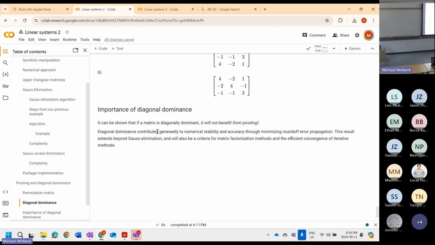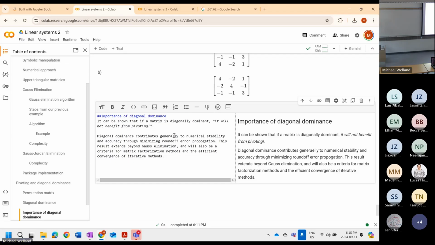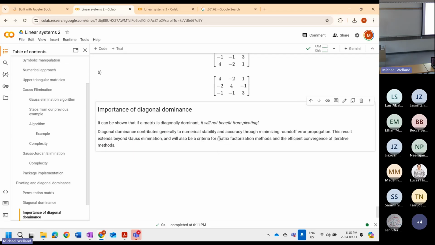This contributes generally to numerical stability. It's an issue with numerical stability, not just Gaussian elimination. This just kind of highlights it. The same thing with the determinant, right? Nobody does that, but it kind of highlights why that determinant is important. It contributes generally to stability and accuracy, and also convergence rate, even for iterative algorithms. So we're going to be coming back to this one. Matrix factorization methods, that's tomorrow, and efficient convergence. Okay, so I wrote it there. That's all I got. Questions?